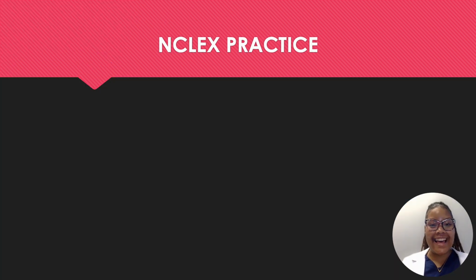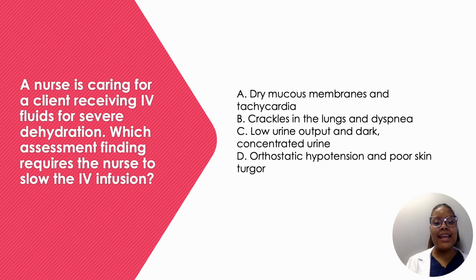So you have learned a lot. Now let's do some NCLEX questions. A nurse is caring for a client receiving IV fluids for severe dehydration. Which assessment finding requires the nurse to slow the IV infusion? A, dry mucous membranes and tachycardia; B, crackles in the lungs and shortness of breath; C, low urine output and dark concentrated urine; or D, orthostatic hypotension and poor skin turgor?